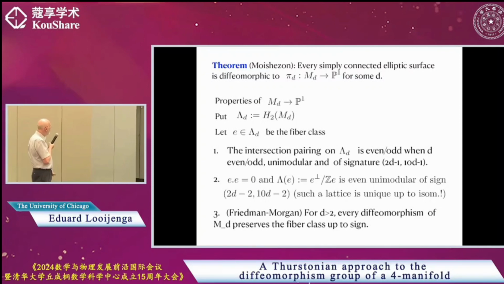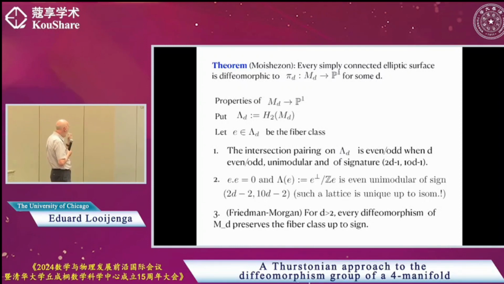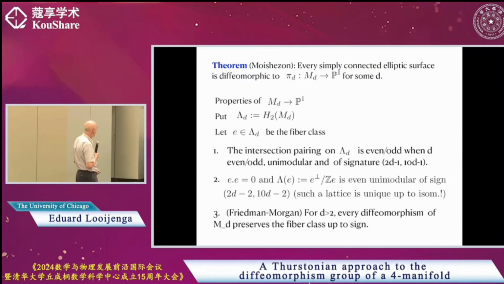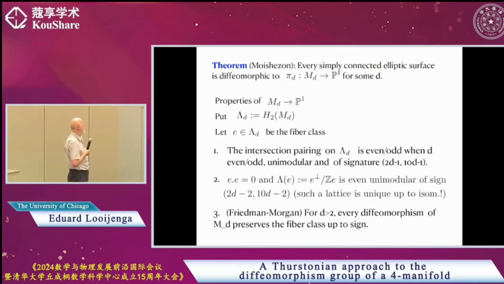And the second statement is then, well, we have this class of the fiber. As I said, it is an isotropic class. Its self-intersection is 0. And then we can take its perp modulo the span of that class. And that will still be unimodular, but the remarkable thing is that it will now be an even lattice, and the signature will be as given over there.